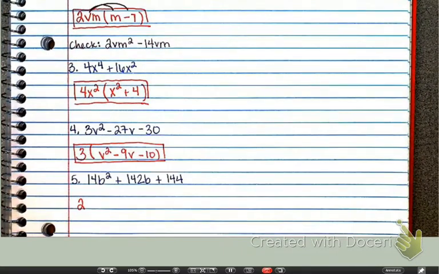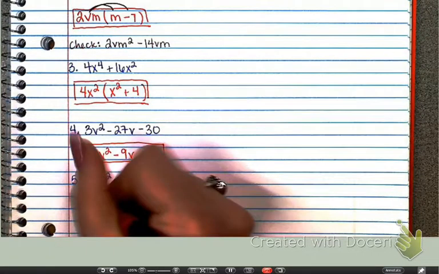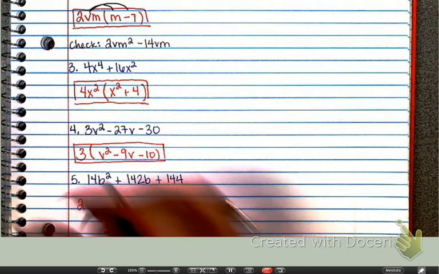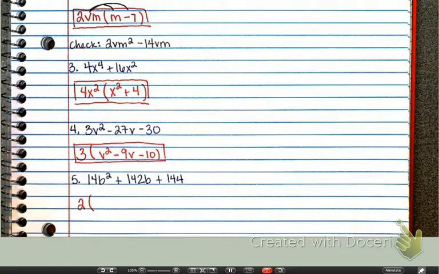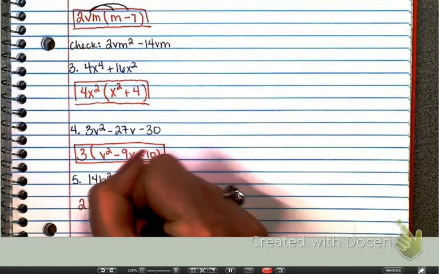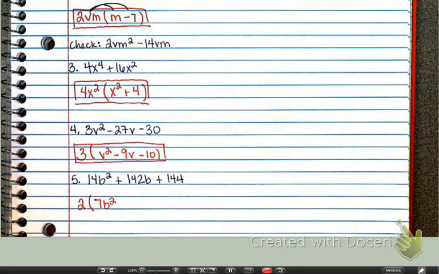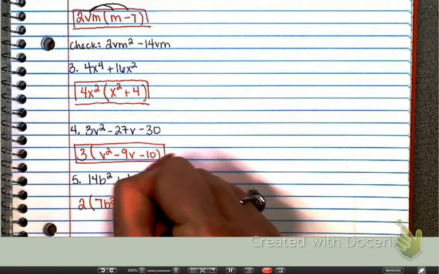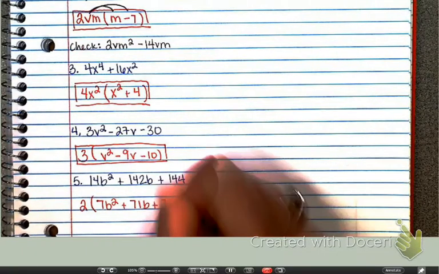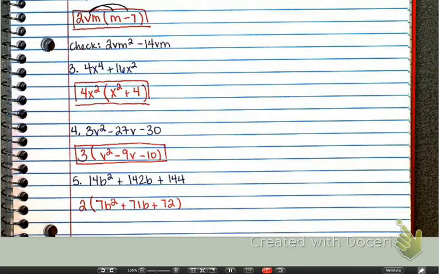Let's see. Okay, so I'm going to pull out a 2. Anything else? So no B's? Why not? There's no B. 144. Perfect. Okay. So then that leaves me with what left over? I divided 14 by 2, and I got 7. Okay, so 7b squared. And then I divided 144 by 2, and I got 72. Everyone agree with that?